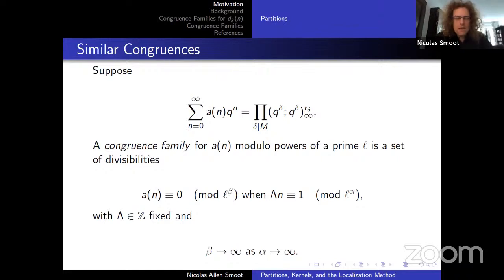Now, a congruence family for A of n modulo powers of some prime L is a set of divisibilities that looks like this here. A of n is divisible by L to the beta when n is the inverse of some fixed lambda mod L to the alpha. And as alpha goes to infinity, beta will go to infinity. That's what I usually mean by a congruence family. And generally, beta is either alpha itself or some relatively simple function of alpha. Maybe it grows at half of alpha. It might be the floor of alpha over 2 or something along those lines.